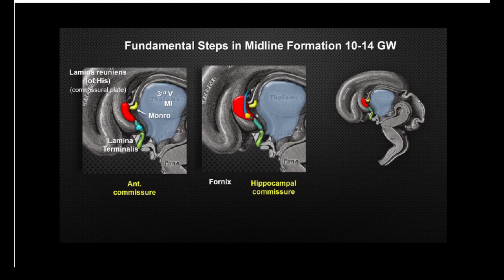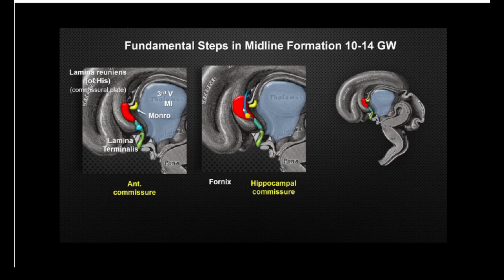Now, just a few days after the fornical fibers appear, around 20% of the fornical fibers will cross the midline to give rise to the second commissure of the brain, which is the hippocampal commissure. It will eventually connect the two hippocampi in the mature brain, and this commissure can be seen crossing the midline a little bit higher than the anterior commissure, which is at the ventral, anterior lower part of the lamina reuniens here.